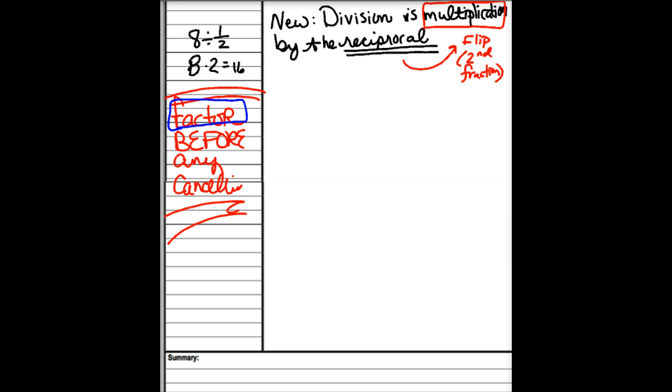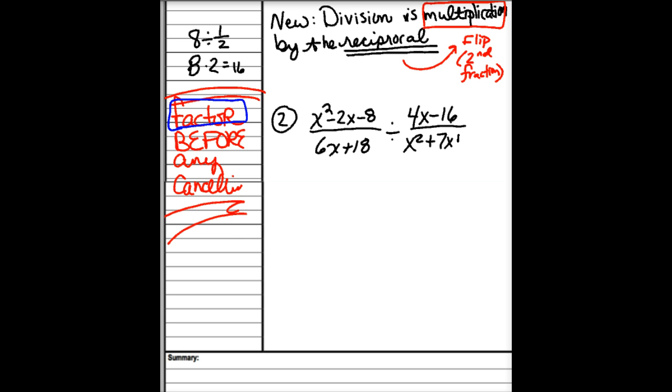Number 2. X squared minus 2x minus 8, divided by 6x plus 18, divided by 4x minus 16 all over. And again, if you need to pause these to catch up with writing down the problem, that's the whole reason we're doing these lessons this way, so you can do it at your own pace. So if I wrote too fast for you, you just pause it, get it down, and then hit play.